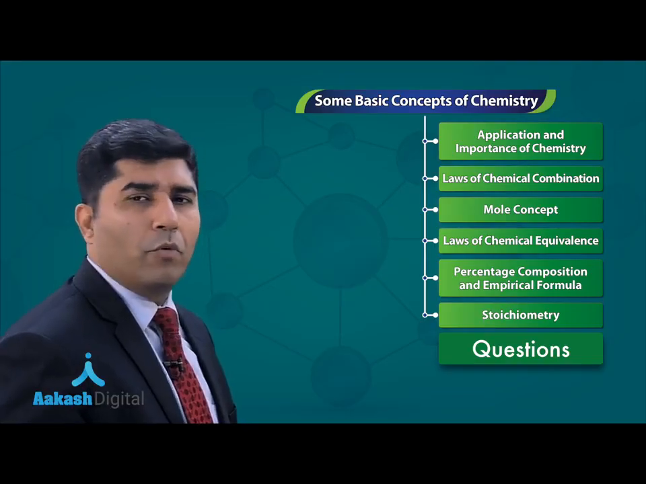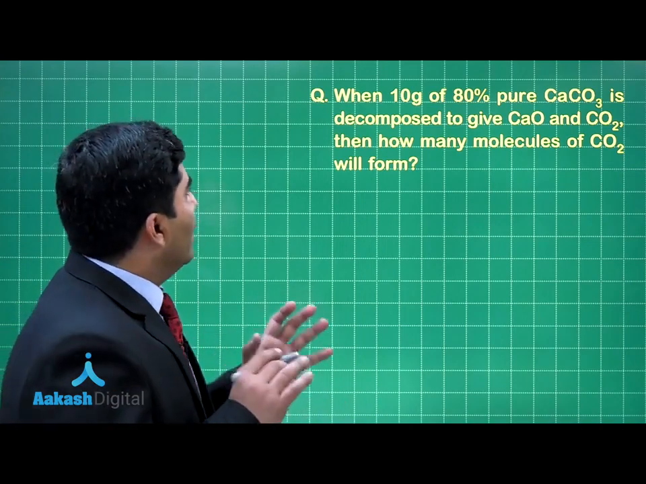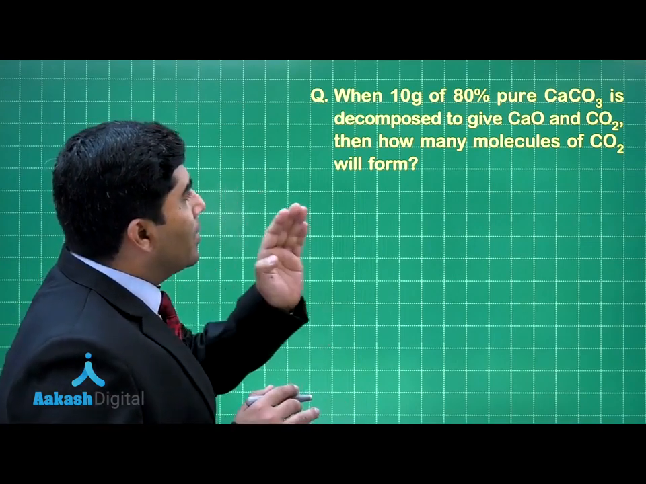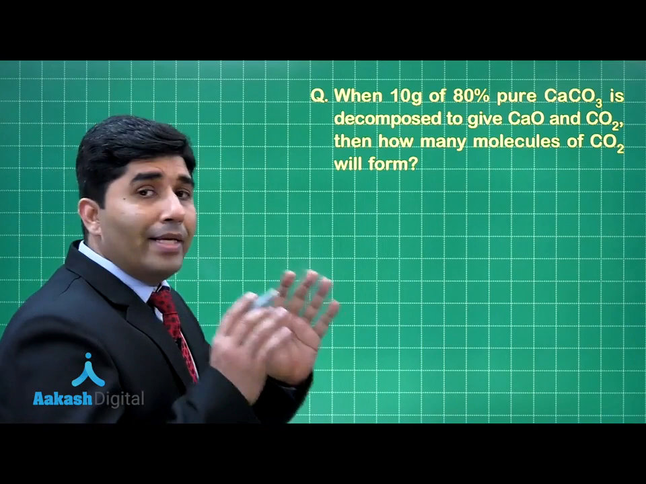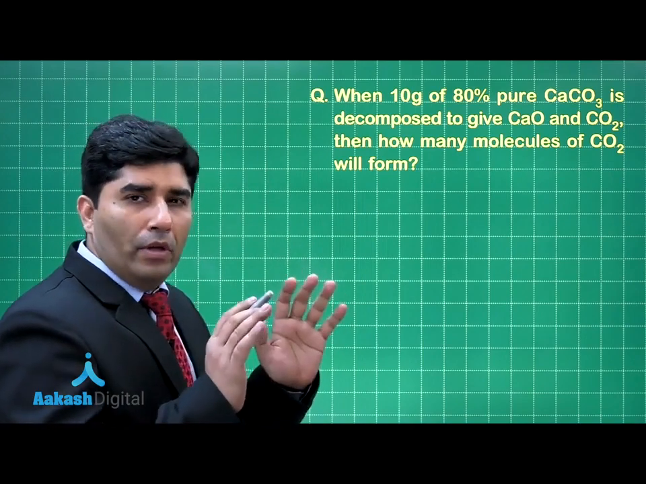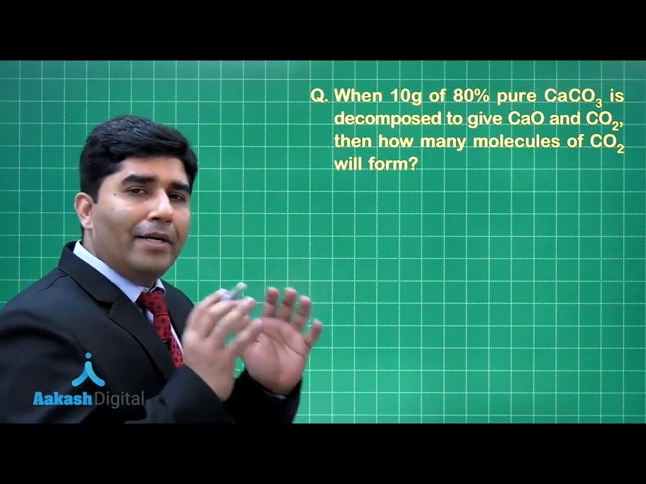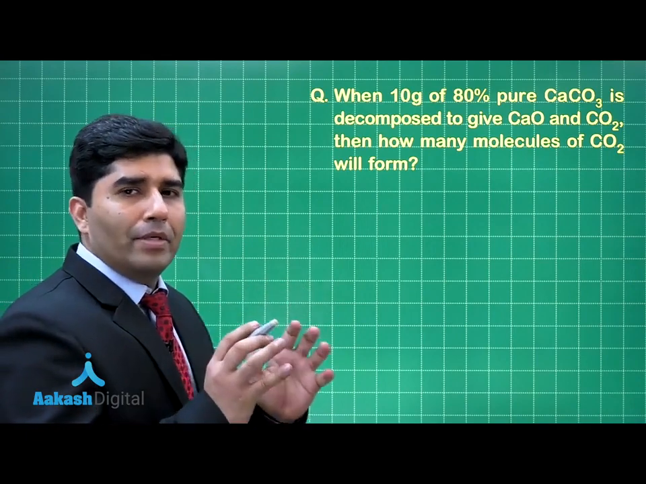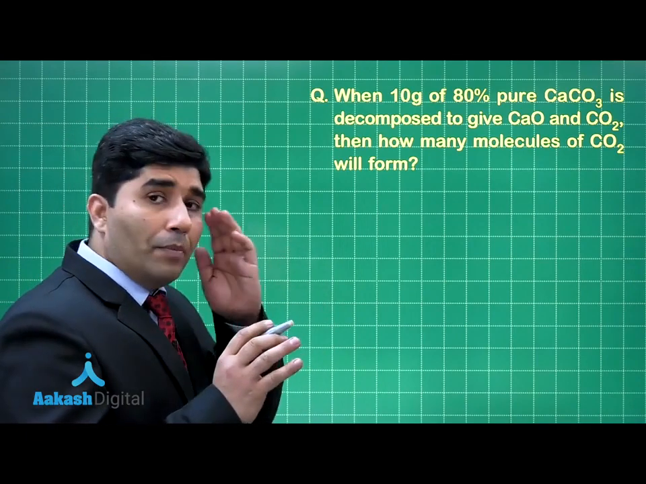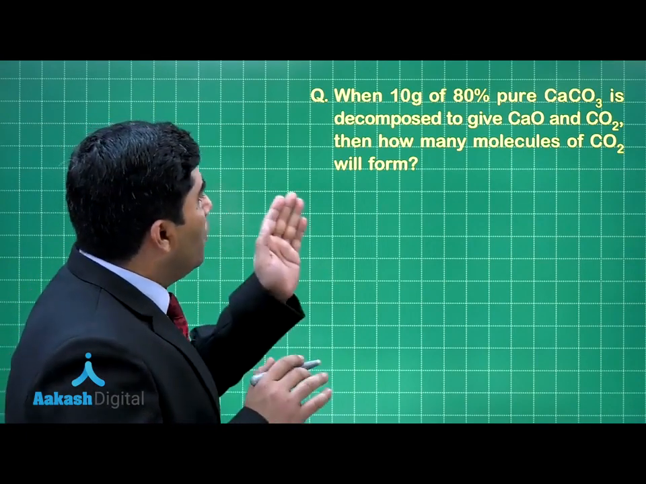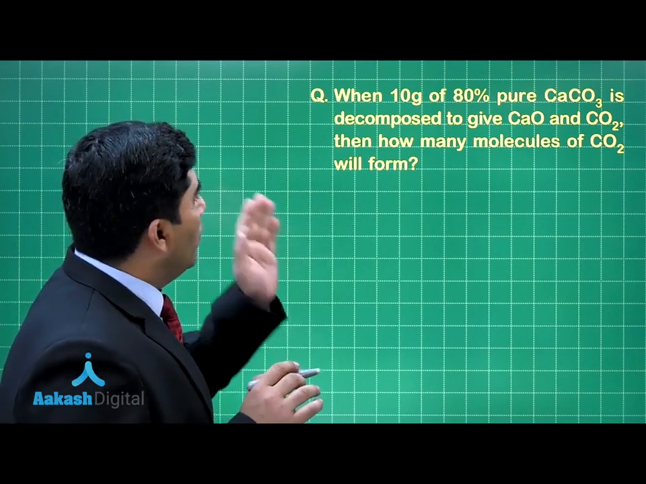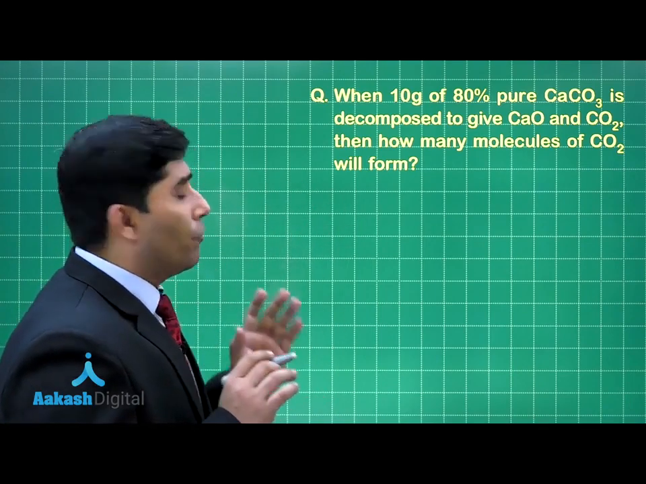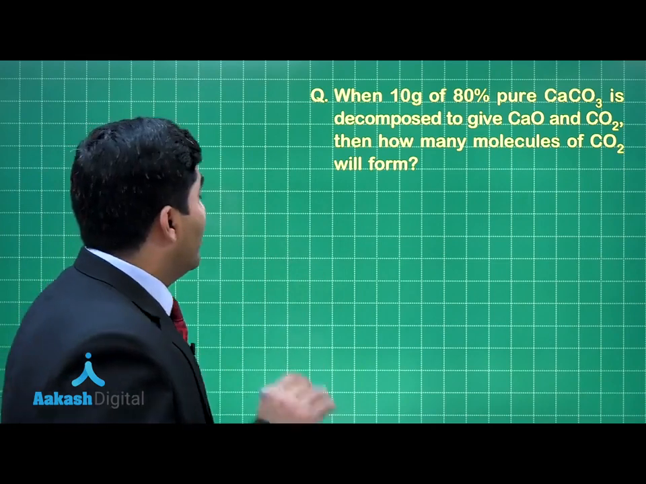Let's solve one more question. So now guys, what is asking, when 10 gram of 80% pure CaCO3, means CaCO3 is not completely pure, it's not 100% pure, it is having some impurity of 20%, right? So that we have to keep in mind, is decomposed to give calcium oxide and CO2, then how many molecules of CO2 will form? So let's see the solution.